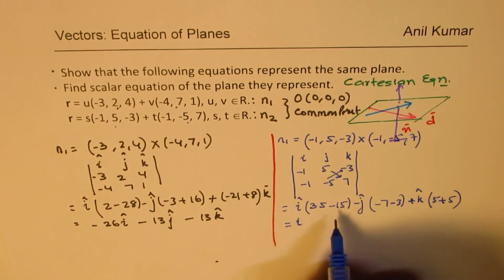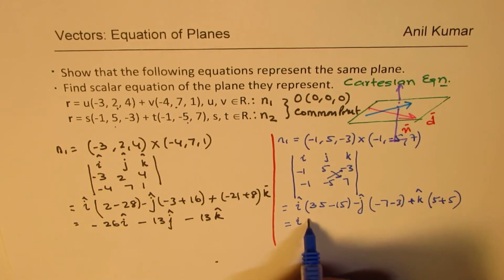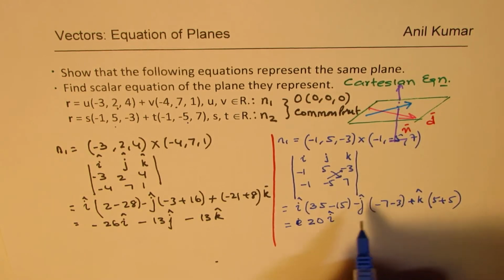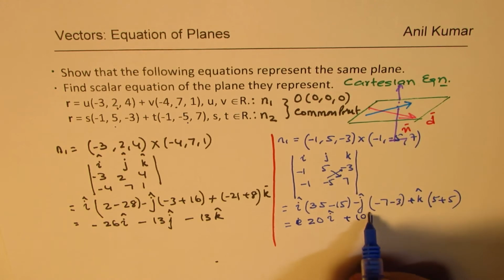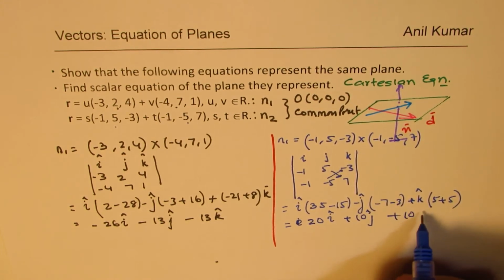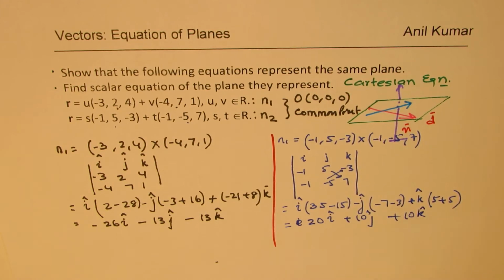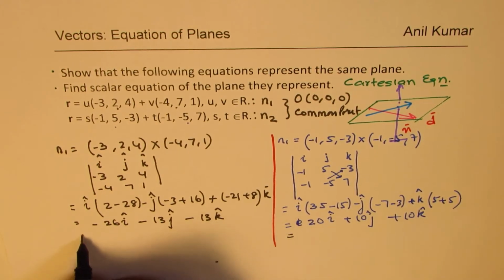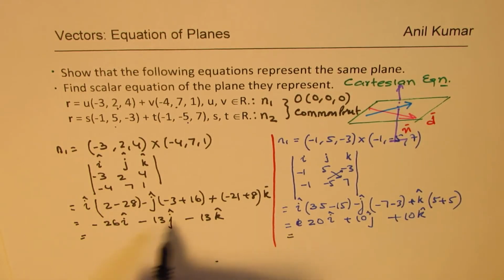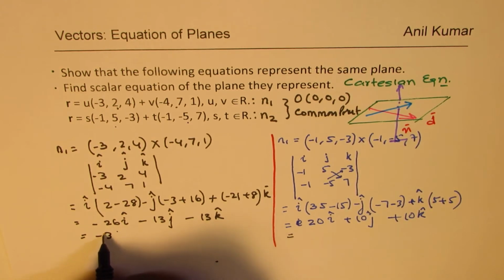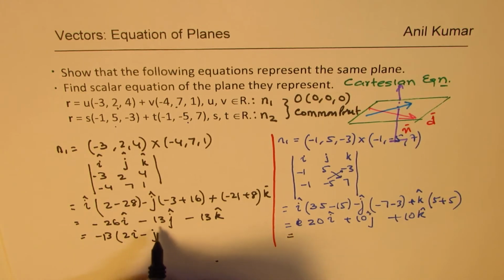So that gives you 35 take away 15, which gives you 20. Okay, so we could write 20i, that's better. And here we get minus and minus becomes plus 10j. And this is also plus 10k. That's what we get. Well, now what you see is we can write them in a simpler form. So in the first one, if I take -13 common, what do I get? I get 2i plus j plus k, correct?